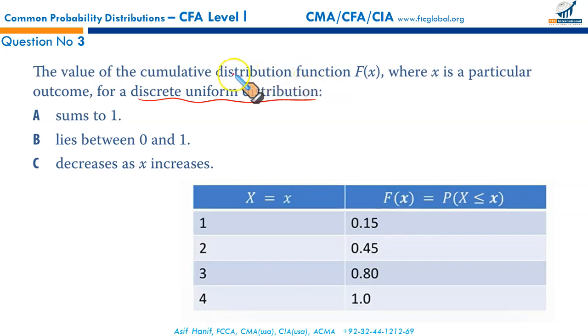The value of the cumulative distribution function doesn't sum to 1. If you add these all up, the number would be clearly greater than 1. So this option is incorrect.